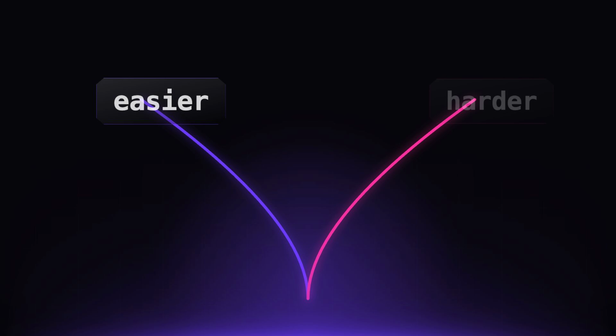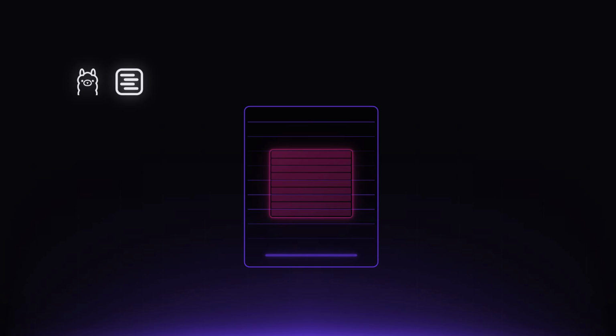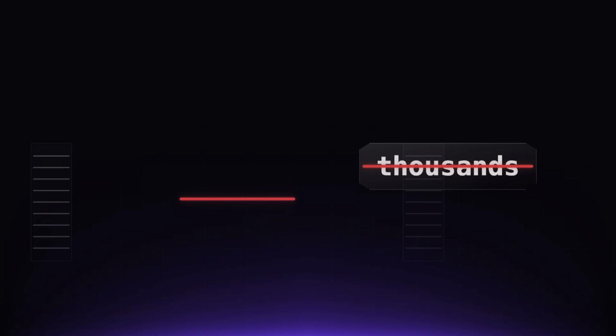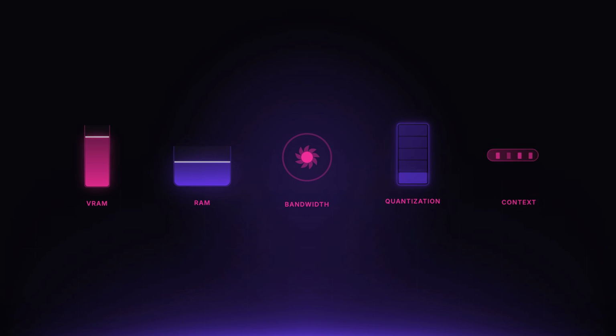So what is the truth about running local AI? It's both easier and harder than people make it sound. Yes, you can download Ollama or LM Studio today and run an AI model on a normal computer. You do not necessarily need a GPU, you do not need a giant server, and you definitely do not need to spend thousands just to experiment. But if you want large models, long context windows, fast inference, and serious agentic workflows, hardware starts mattering very quickly. VRAM matters, RAM matters, memory bandwidth matters, quantization matters, context matters, and the model you can technically load is not necessarily the model you'll actually enjoy using.